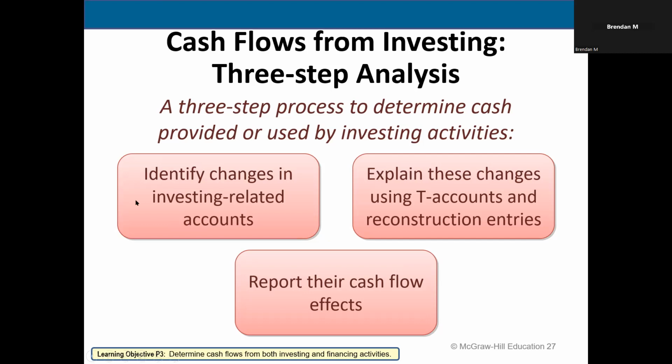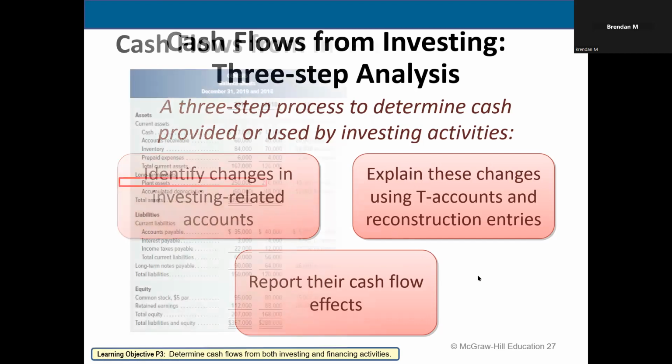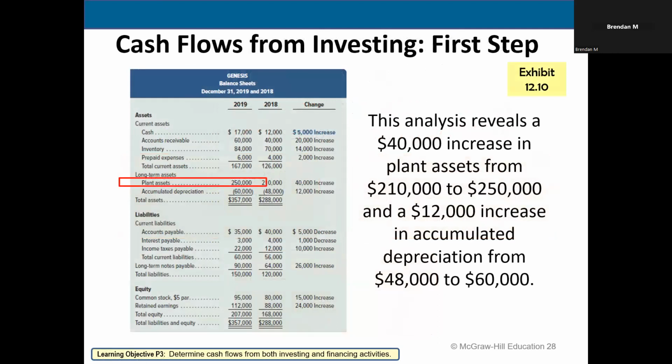So they're suggesting you identify the changes in the investing related accounts, and put them in T accounts and reconstruct. You're not going to have to do that. You're going to look at the general ledger. They're going to give you this information and report the impact on the cash flows. Cash flows from investing. Take a look at the plant assets. That is not a current asset.